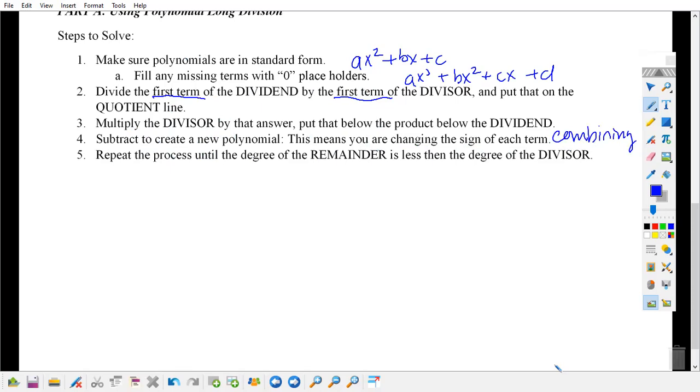Okay, we're going to change the signs and combine. Change the sign and combine, because we're combining like terms.